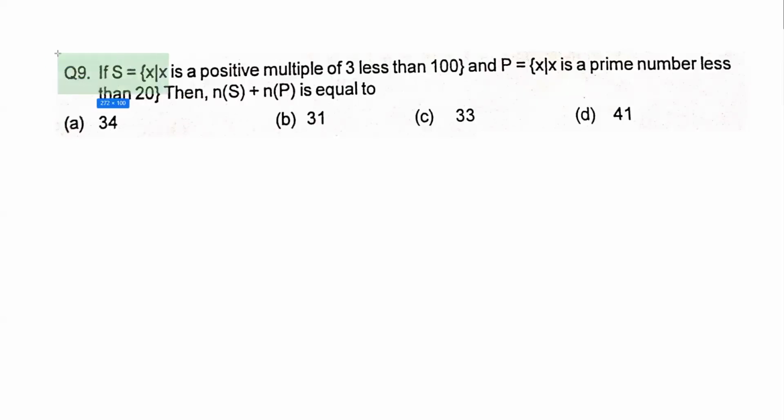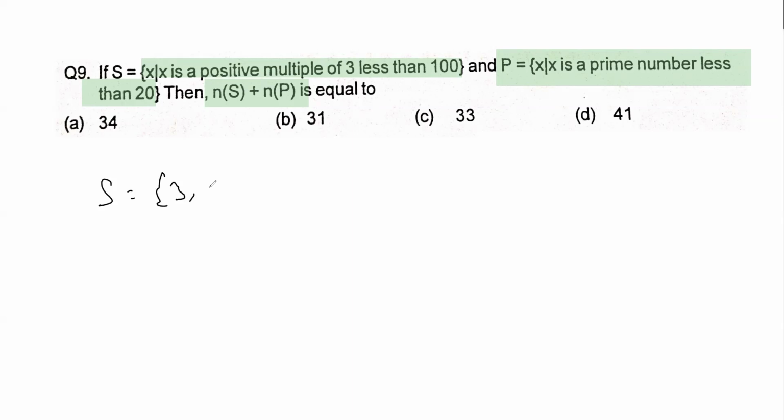Question number 9 says that set S is such that x is a positive multiple of 3 and less than 30, and the other set P is prime numbers less than 20. We have to find the number of elements in S plus the number of elements in P. So that means we are not looking for the common elements. We just have to find the number of elements. So I can say that the set S will be multiples like 3, 6, 9, and you see, we have to count the number of multiples.